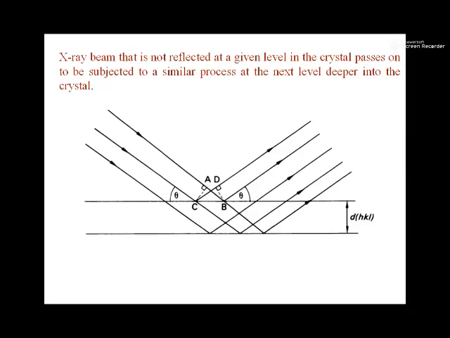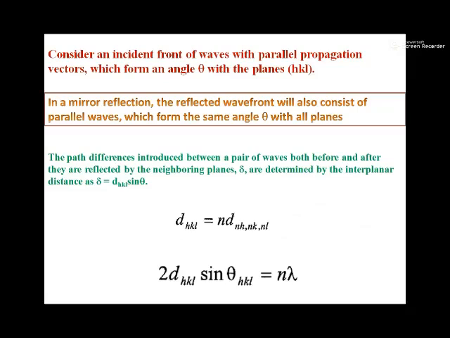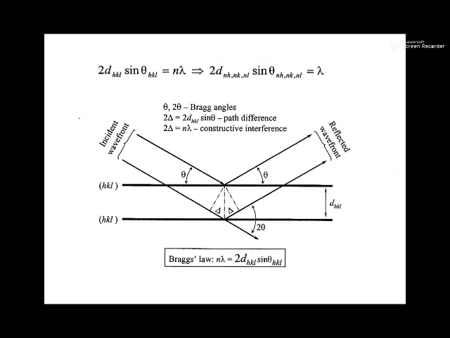Now the path difference of these two rays, if this is d, then this will be twice d sine theta, if theta is the angle. So 2d sine theta equals n lambda. This is basically Bragg's law. Now look at this picture.